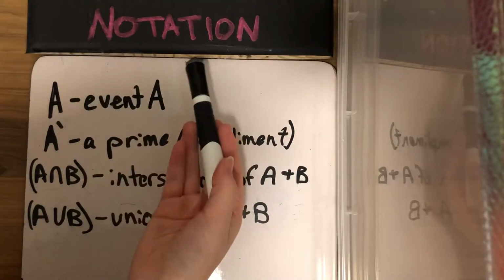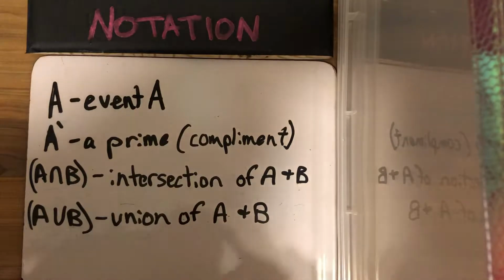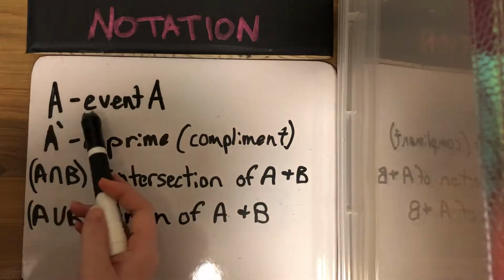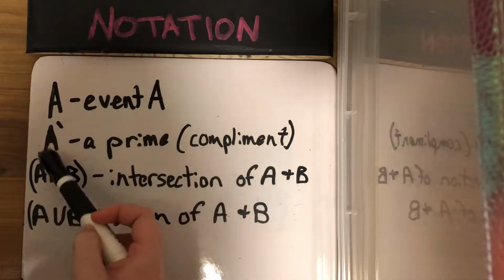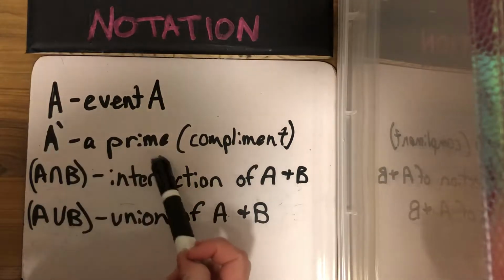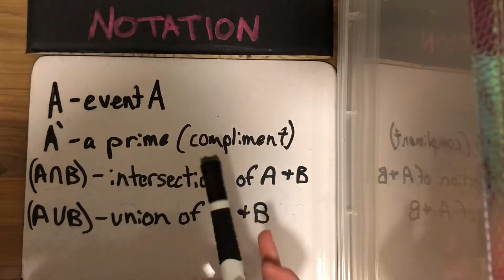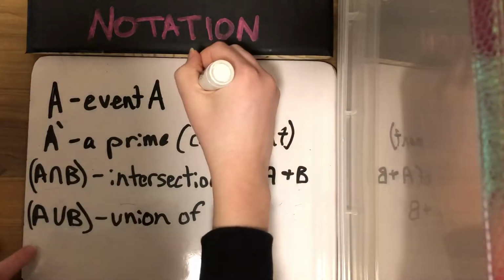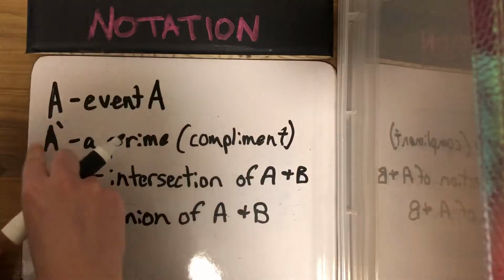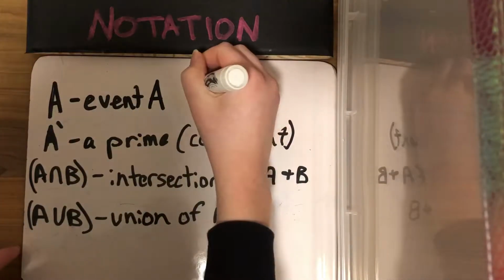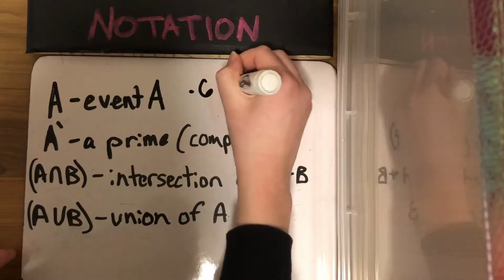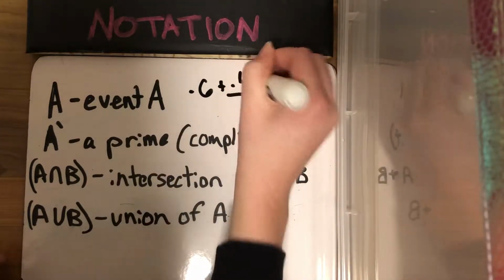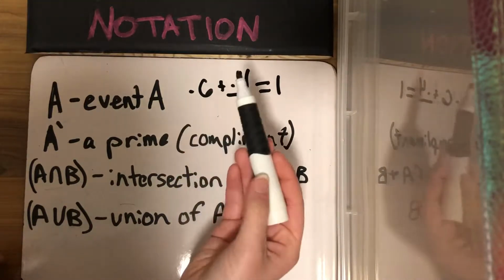So here we have our notation, which is important to learn before you actually start solving probability problems. Whenever you see A, it means event A. And whenever you see A with this apostrophe, it means A prime, or the complement of A, or everything that is not A. So A plus A prime always equals 1. So if A is 0.6, then your A prime is going to be 0.4, because if A is 0.6, then everything that A isn't is 0.4.